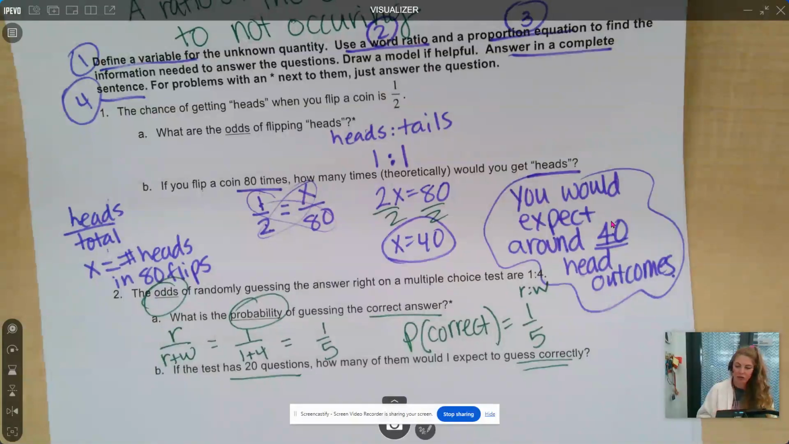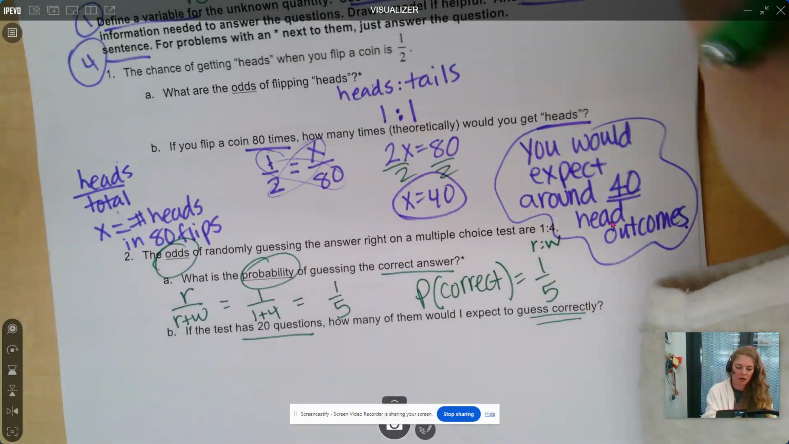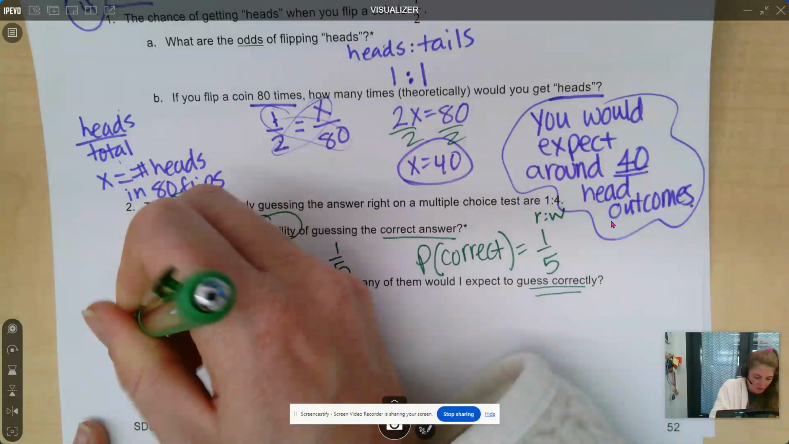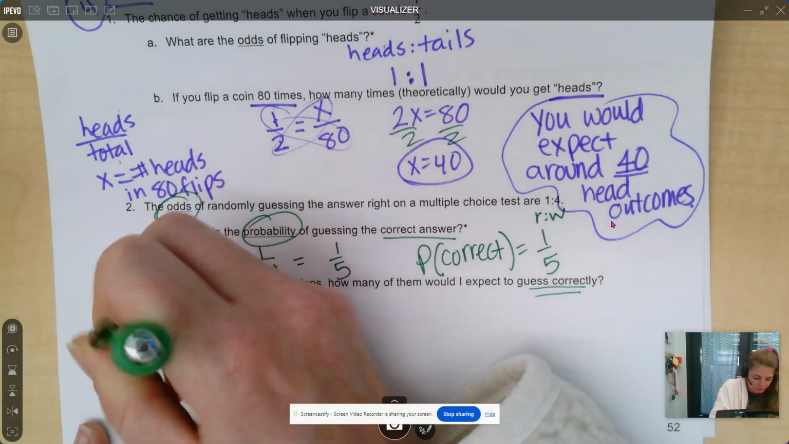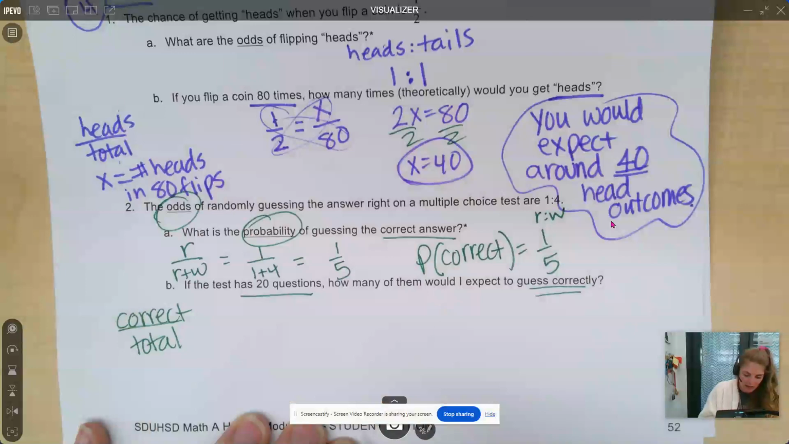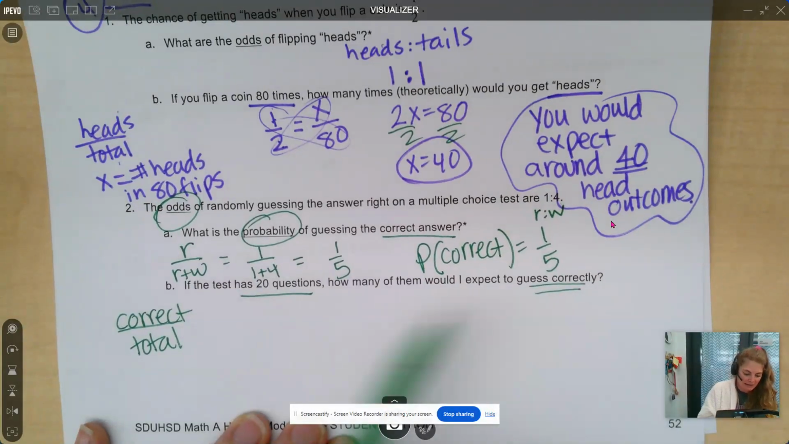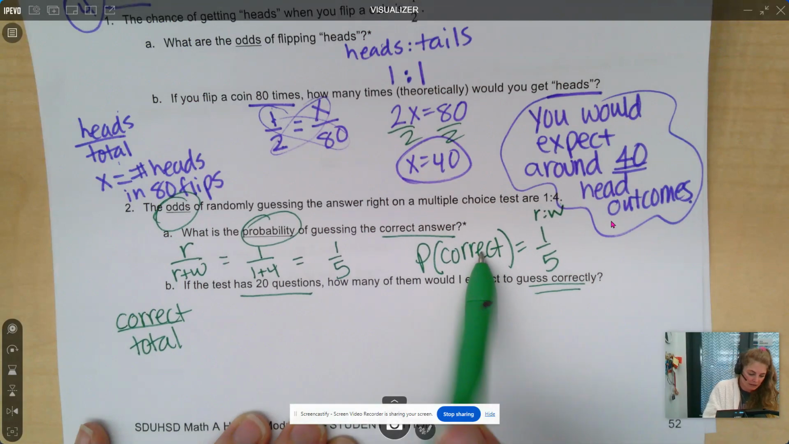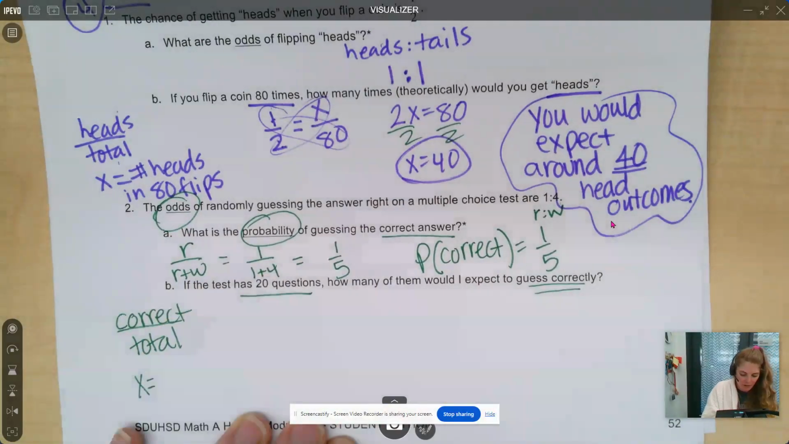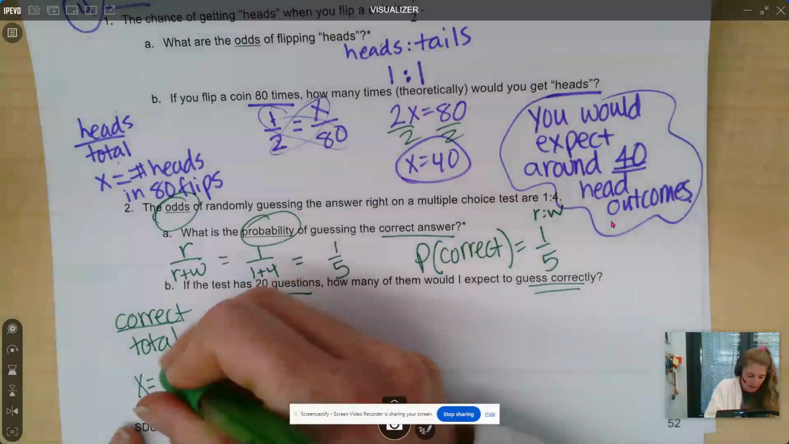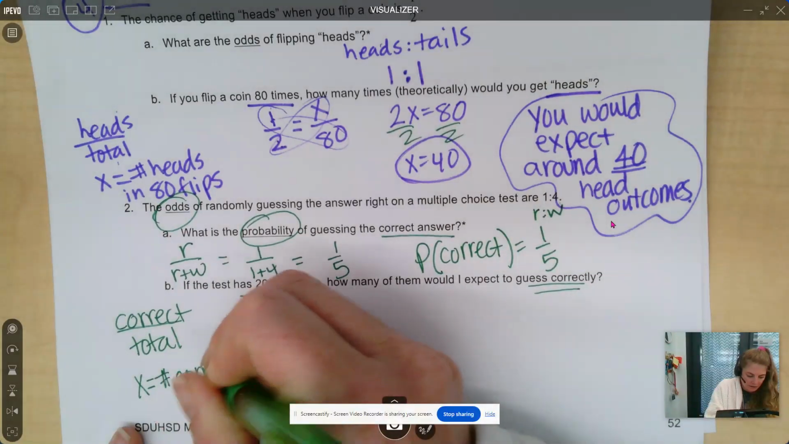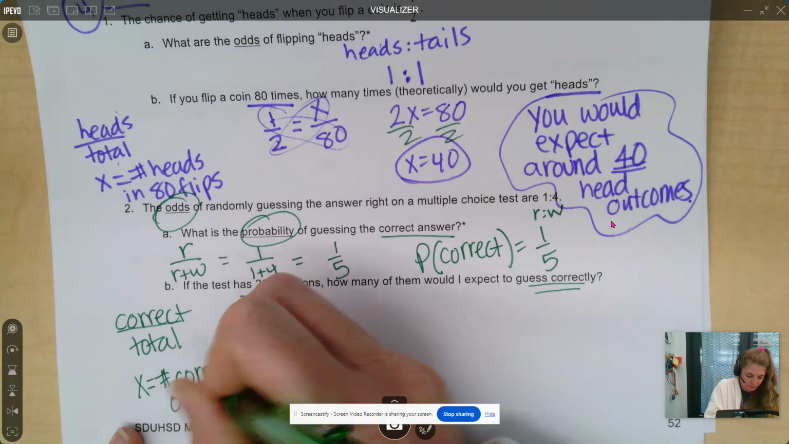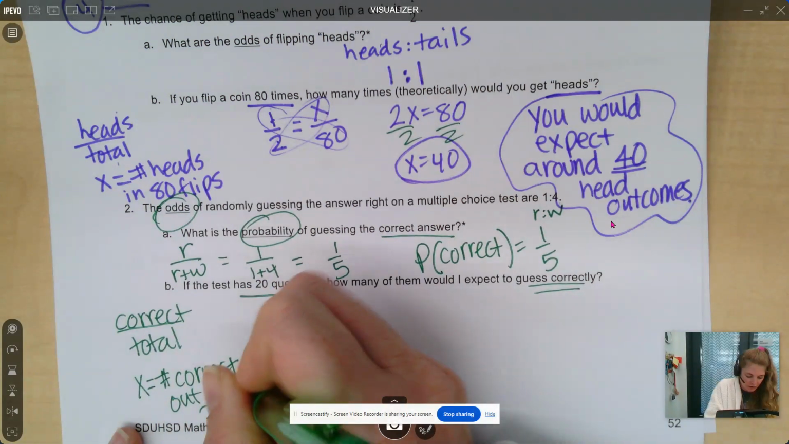So again, let's use our word ratio here. A good word ratio that we can look at here would be correct to total, because they're asking about guessing correctly and it tells us our total number of questions. So we do want to use our probability here. We have to define our variable. X is going to be number correct out of 20 total, of 20 questions.